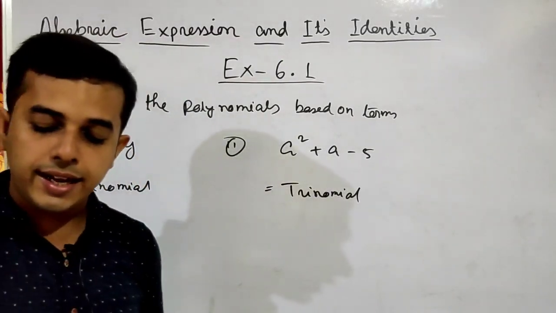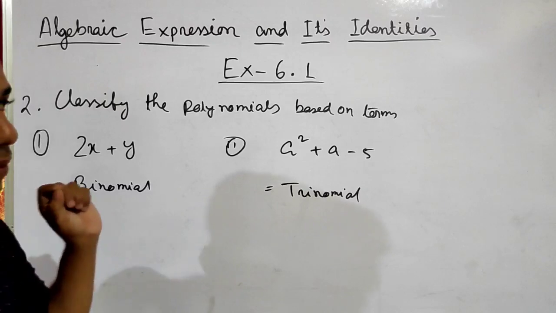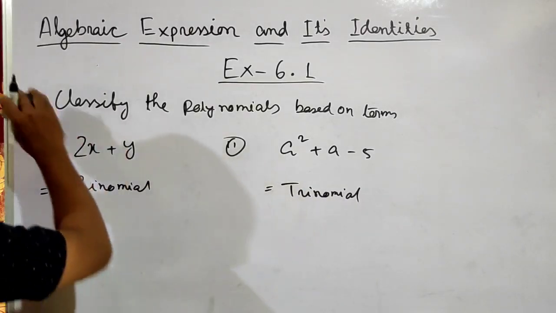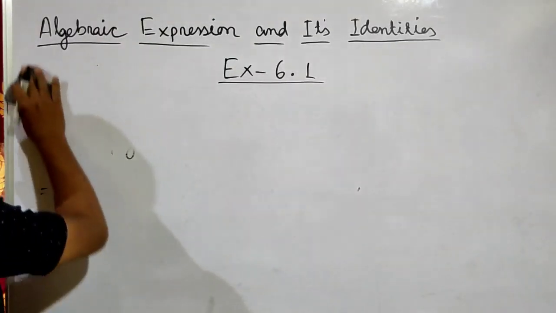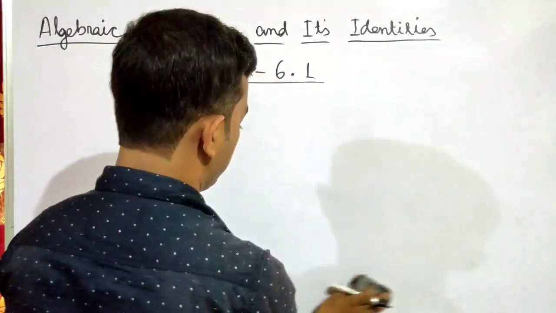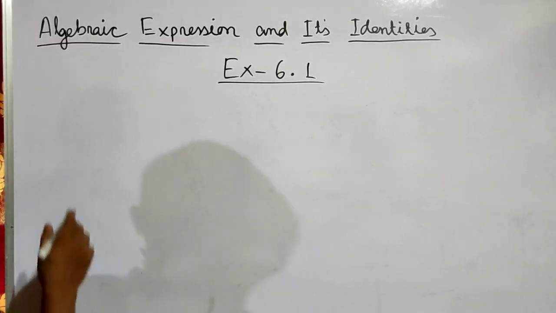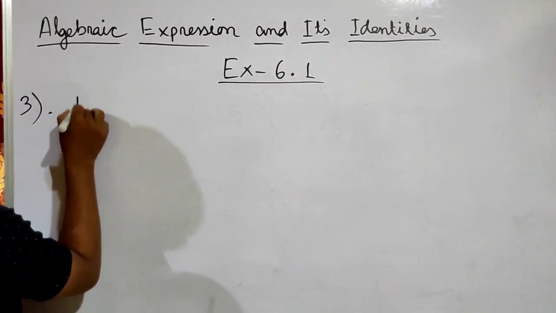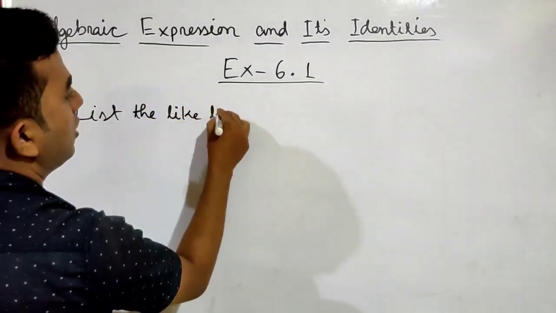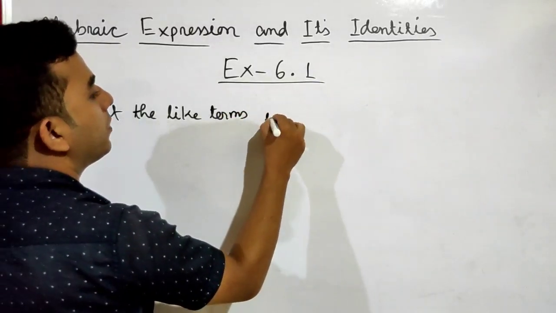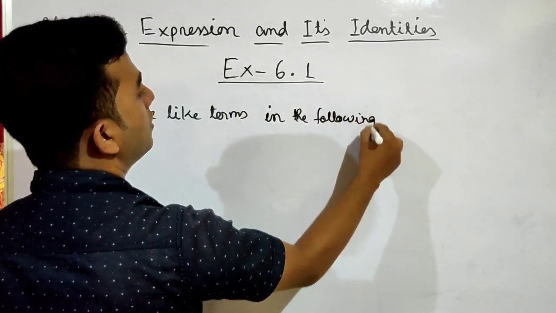Okay, next is to find out the like and the unlike terms. List the like terms in each of the following. Very easy. Like terms means what? If the variable factor is the same, it is known as like term. So in this question also, we have to consider the variable factors. If the variable factors are the same, then the terms are known as like terms. This is question number three, an important question. We write: list the like terms in the following.